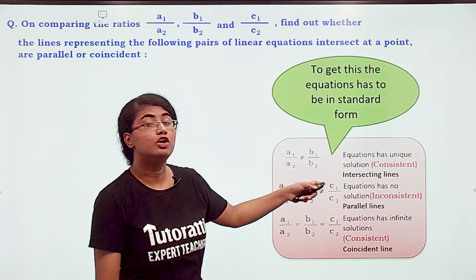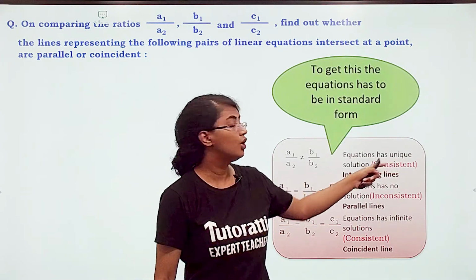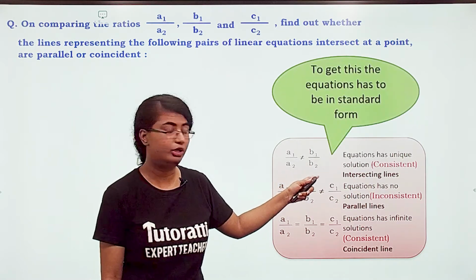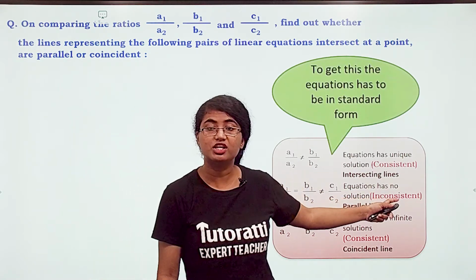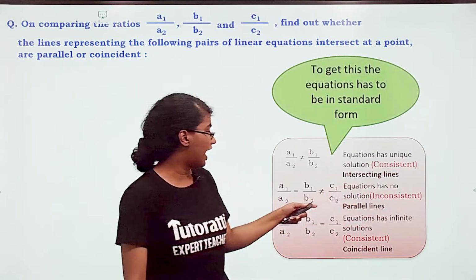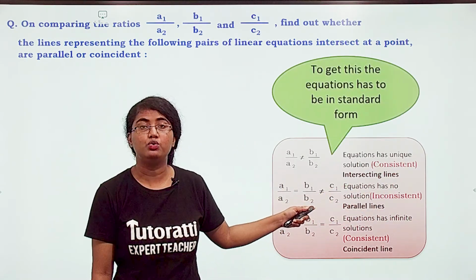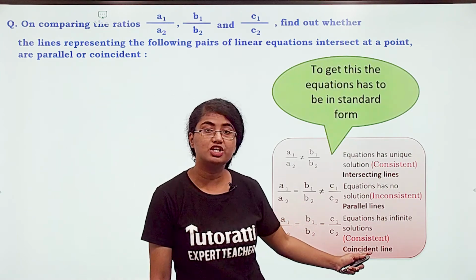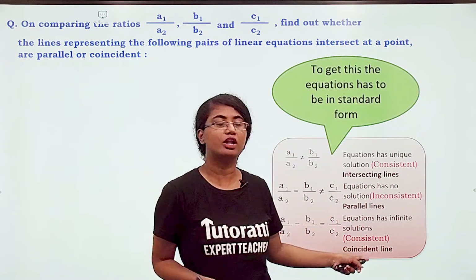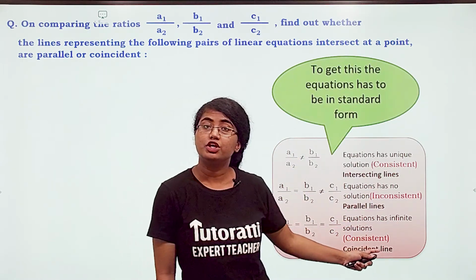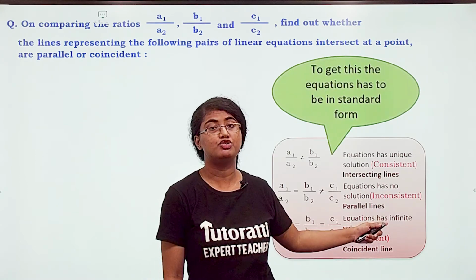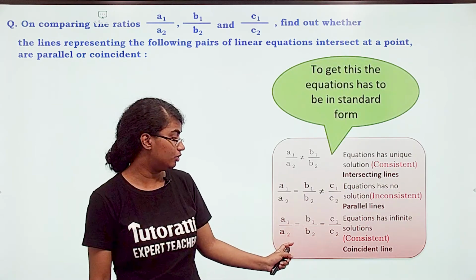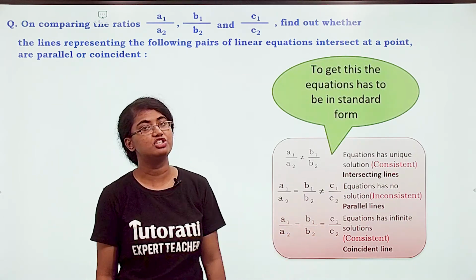So what was it? For intersecting lines and consistency, you need a unique solution. So the condition was A1 upon A2 is not equal to B1 upon B2. For parallel lines, the nature is inconsistent. That means you have no solution. And the condition was A1 upon A2 equals B1 upon B2 is not equal to C1 upon C2. Also, for coincident lines, that means overlapping lines, it is one and the same thing. The nature of the equations is consistent. That means you have infinite solutions, and the condition is A1 upon A2 equals B1 upon B2 equals C1 upon C2.